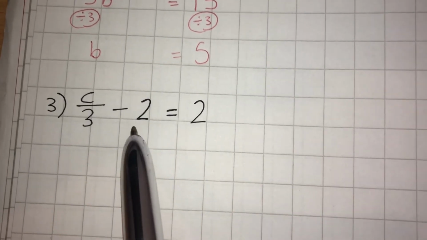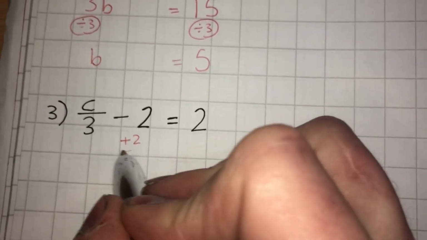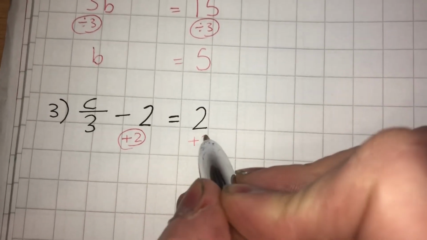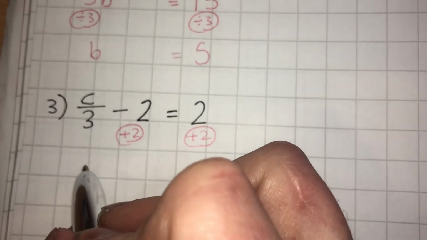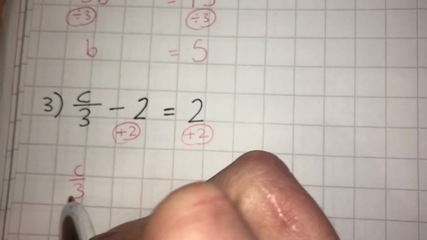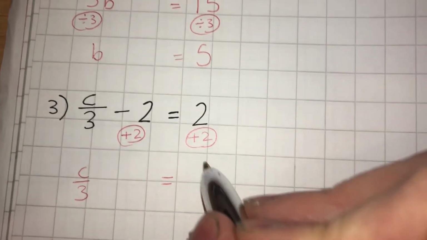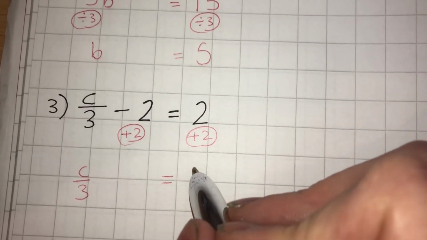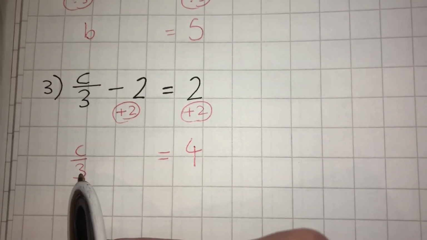So I'm going to work backwards and get rid of this minus 2 first. So I add 2, I add 2 to the right hand side as well. So haven't done anything with this 3 yet, so I'm still left with c divided by 3. Minus 2 plus 2 is 0, equals 2 plus 2, which is 4. Alright, now I've got c divided by 3 equals 4.